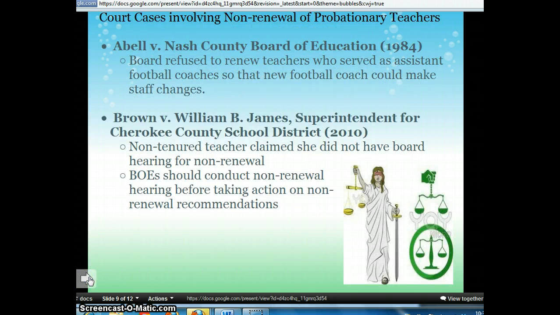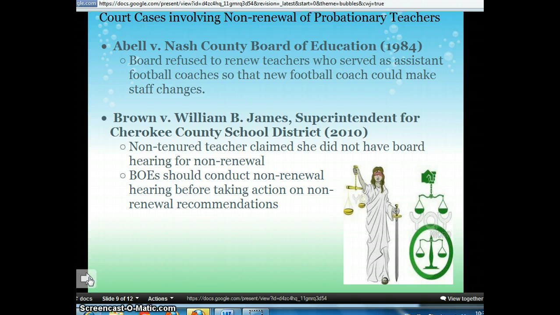Here are a couple of court cases involving non-renewal of probationary teachers. We have Abel versus Nash County Board of Education, 1984. In this case, the board refused to renew teachers who served as assistant football coaches so that the new football coach could make staff changes, and this non-renewal was upheld by the North Carolina Court of Appeals based on a rational reason.